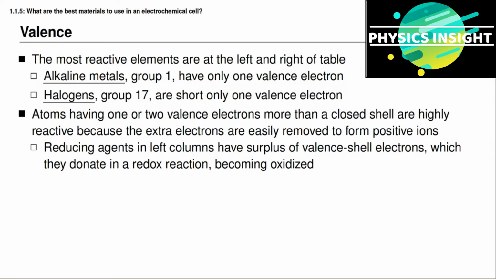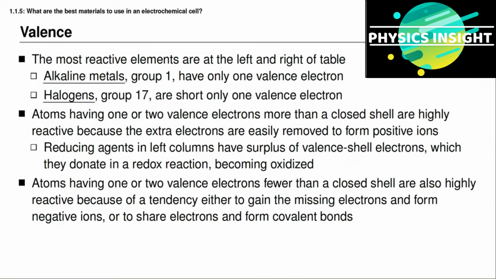I use the term redox here, and this might be the first time I've used that term in this course. Redox is a term that's commonly used to describe any chemical reaction that involves the exchange of electrons. And redox is simply a shortened form of reduction oxidation. You put those together and you get redox.